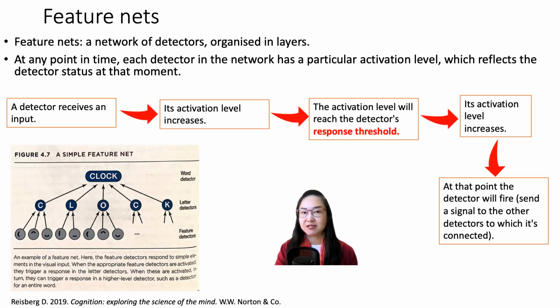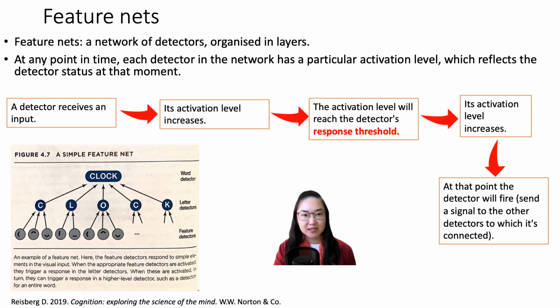A detector receives an input, then its activation level increases. This activation level will reach the detector's response threshold. At that point, the detector will fire, sending a signal to the other detectors to which it's connected.